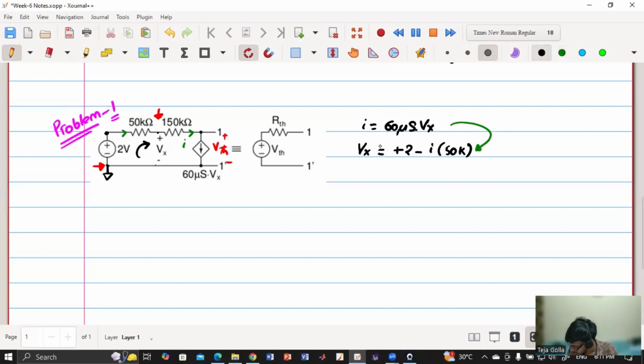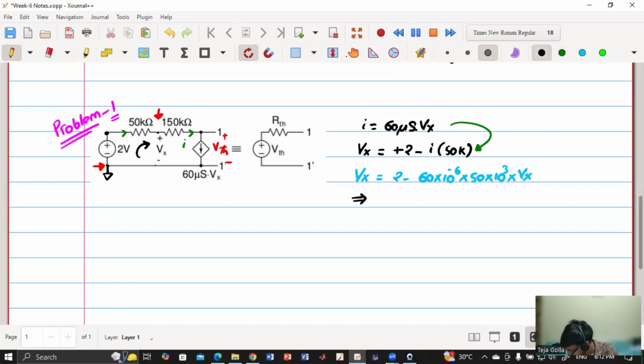Now I'll substitute the I value here, right? I can do that. So if I do that, I'll get Vx is equal to 2 minus 60 into 10 to the power minus 6 into 50 into 10 to the power 3 into Vx. Agree? Now I have to solve for this.